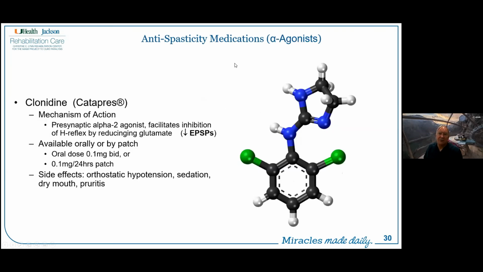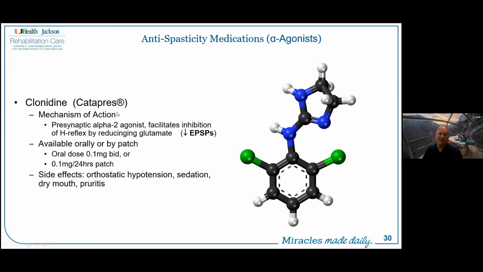I'm going to talk through the alpha agonists. So the alpha agonists don't increase IPSPs. They work on a completely different mechanism. They facilitate the inhibition of the H reflex by reducing the glutamate. They decrease the excitatory postsynaptic potentials.